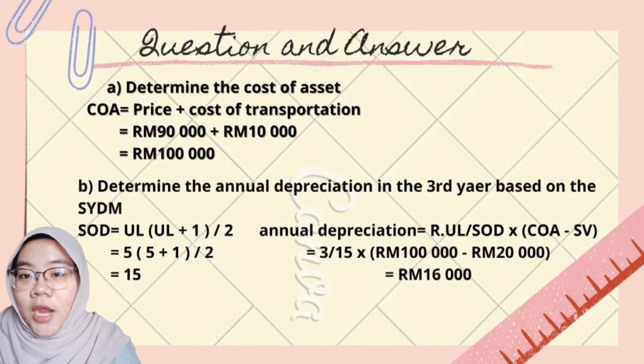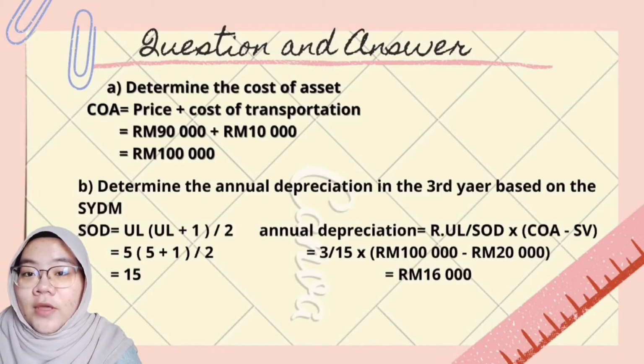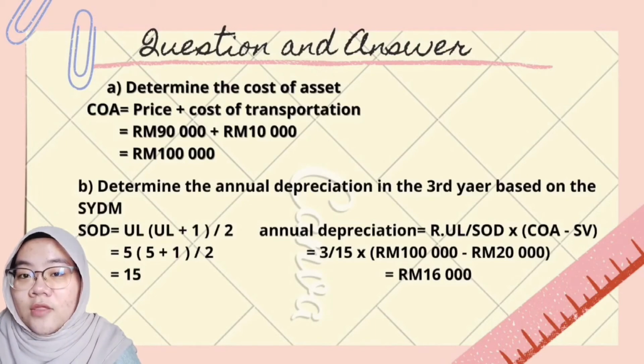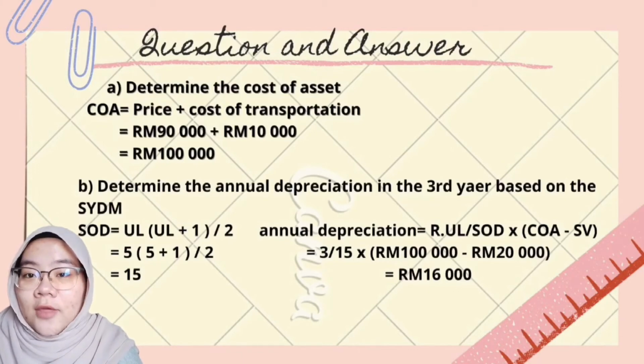Next, determine the annual depreciation in the third year based on the sum of the year digit method. First, find the sum of digits or SOD. The formula is useful life plus 1, multiplied by useful life, and divided by 2. Next, the formula for annual depreciation is remaining useful life divided by SOD, multiplied by cost of asset minus salvage value.